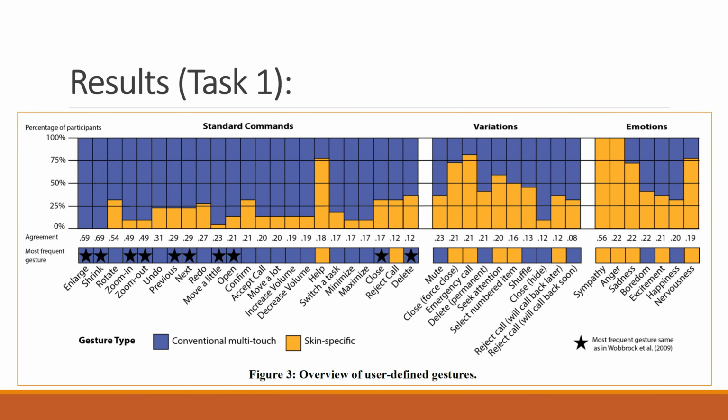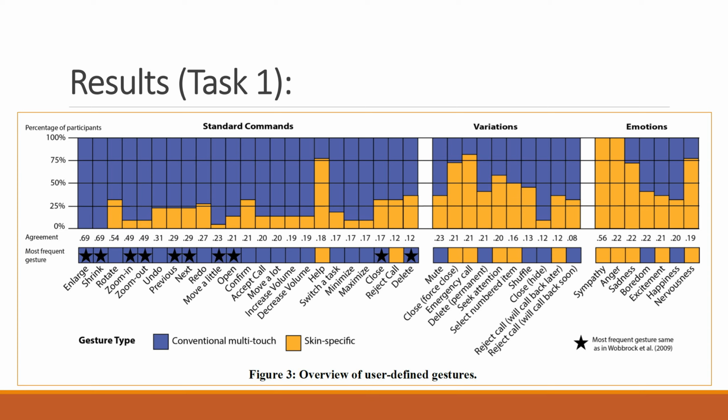So let's look at the results first for task 1. 3 different areas were investigated. One was standard commands that could be compared to previous studies. The second area of interest was variations of those standard commands. And the final area of interest was the emotions.